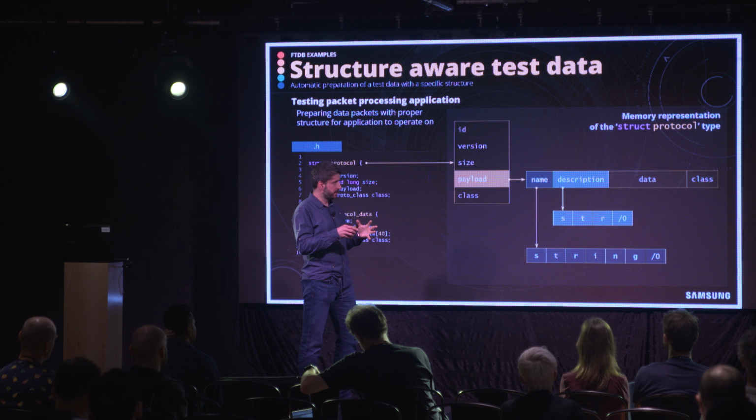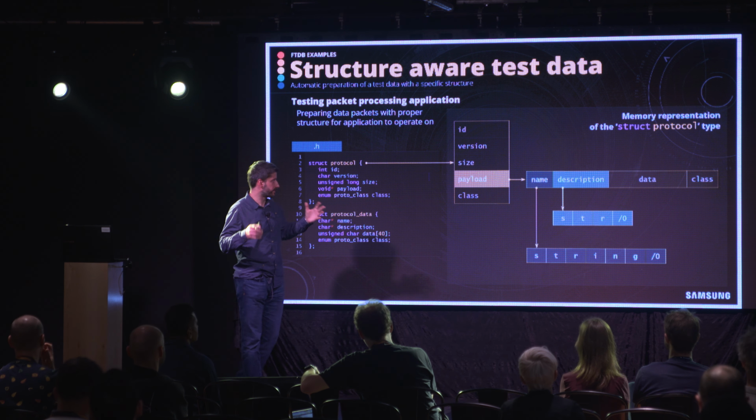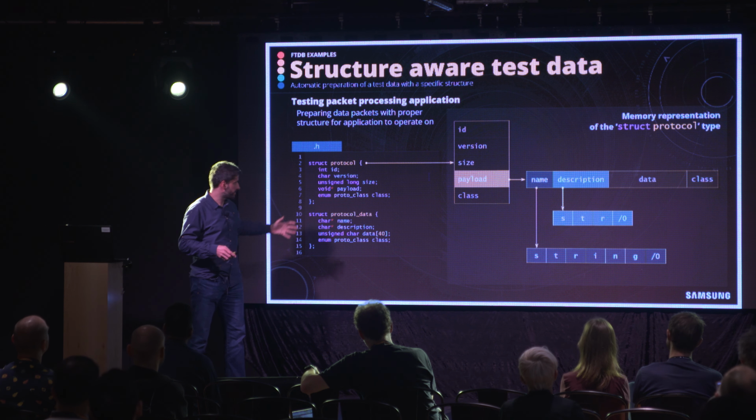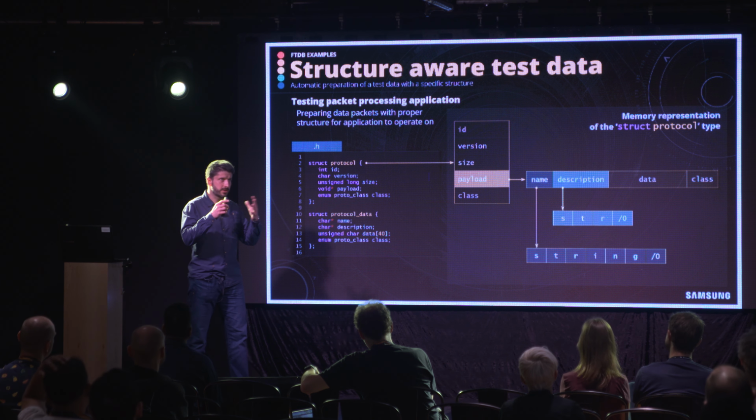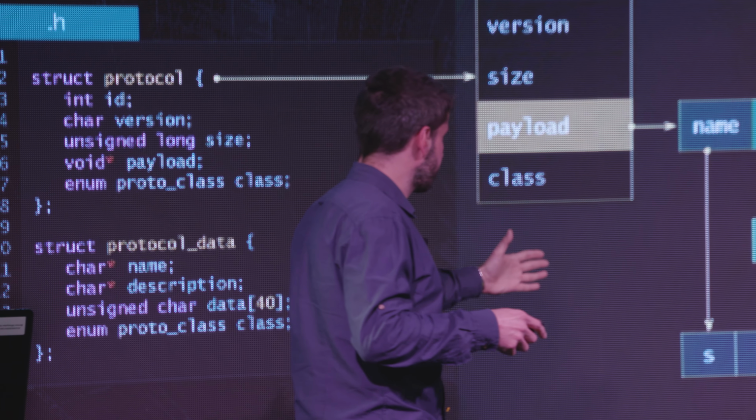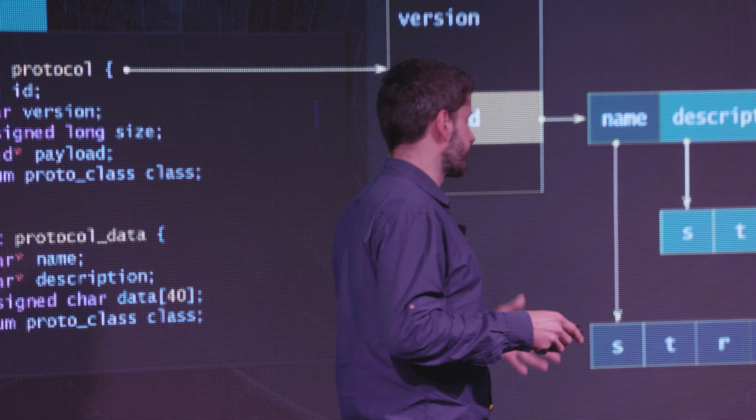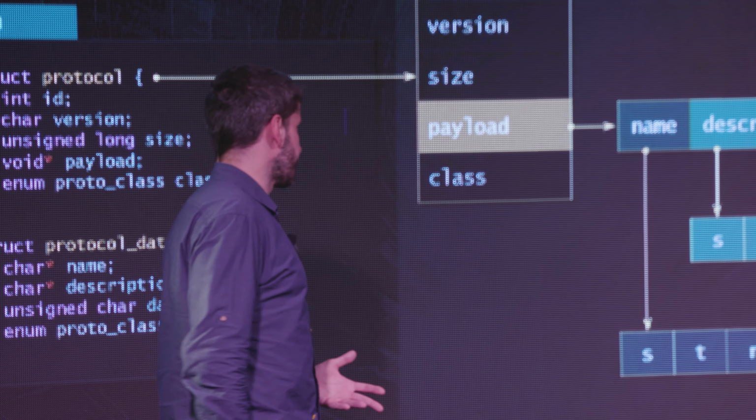The FTDB contains all the information about the layout of the types and the layout of the structures. So you can use this to generate code in your test application that will initialize this data to the proper structure every time the test is executed. It's called structure-aware testing.